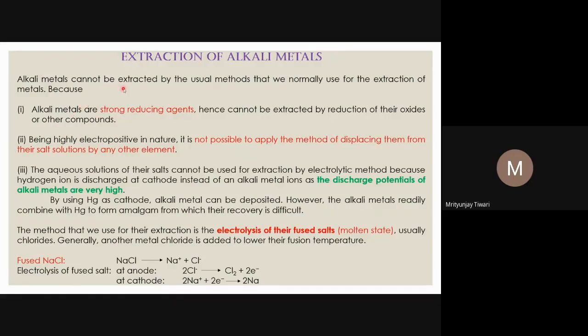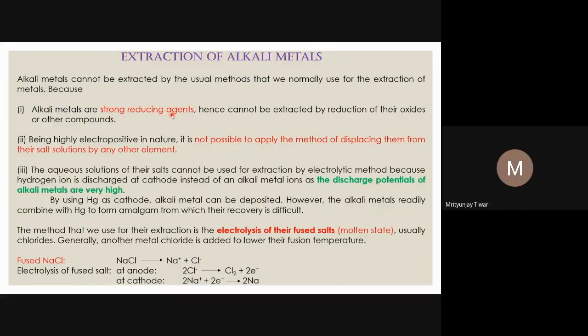So alkali metals cannot be extracted by the usual methods that we normally use for the extraction of metals, and this is because alkali metals are strong reducing agents. As I just explained, they can easily lose electrons, so they get oxidized, and they can easily reduce other compounds and substances. They are very strong reducing agents.